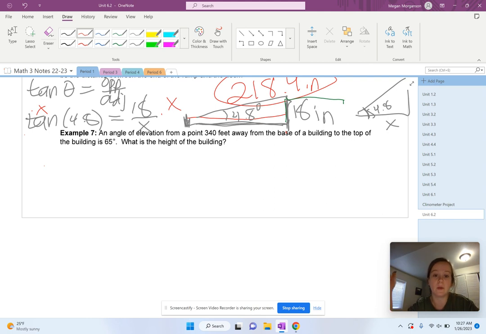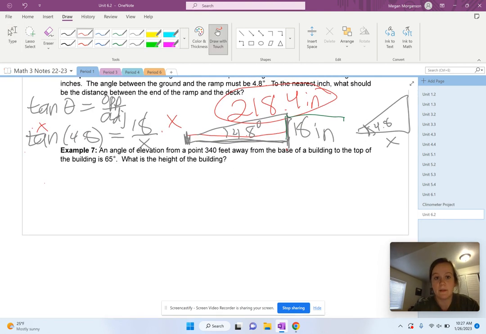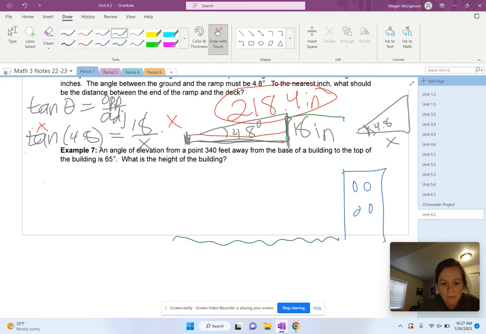Angle of elevation from a point 340 feet away from the base of a building to the top of a building is 65 degrees. What is the height of the building? First of all, I know there's a building, so I'm going to draw a building. We'll make it a blue building with 4 windows. I need a point 340 feet away from the base of the building, so I'm going to draw in some grass. Right here we're going to say is 340 feet away.